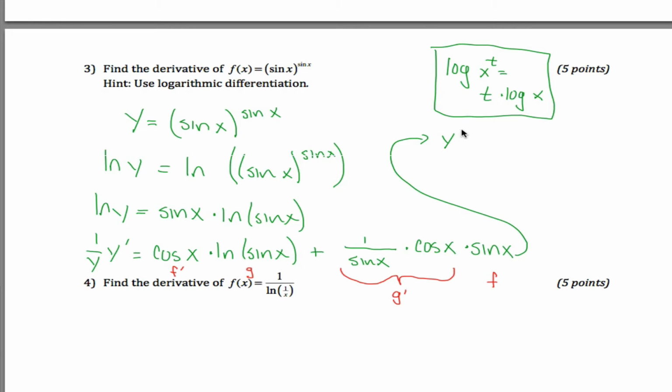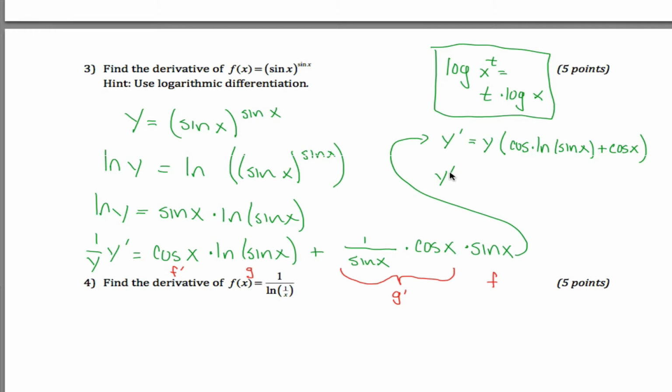But what you do have to do is solve for y prime. I got 1 over y times y prime equals all this stuff. So I got to multiply both sides by y. I think just for saving space, 1 over sine of x times sine of x, those cancel out and we just get a cosine of x right here. I only simplified to save space. I don't care if you do or not.